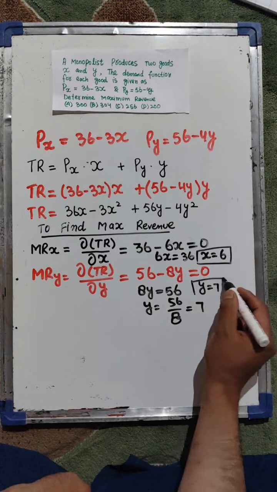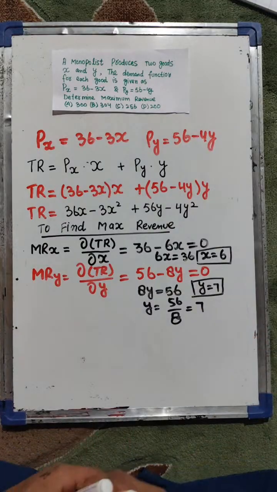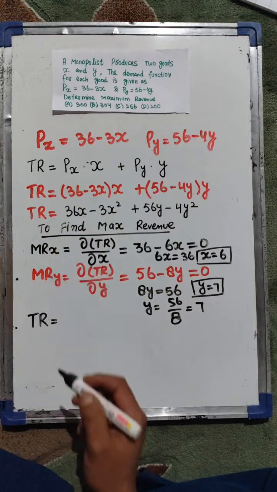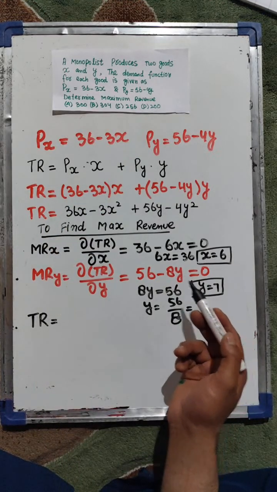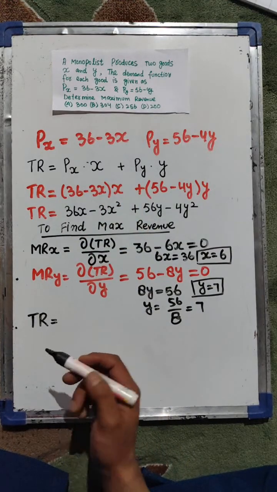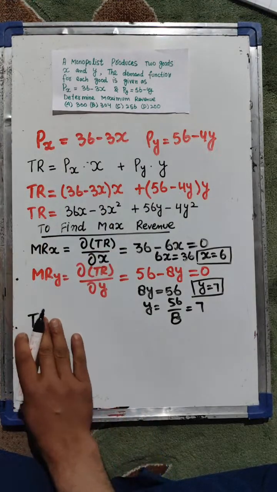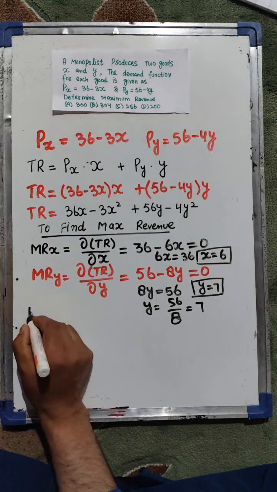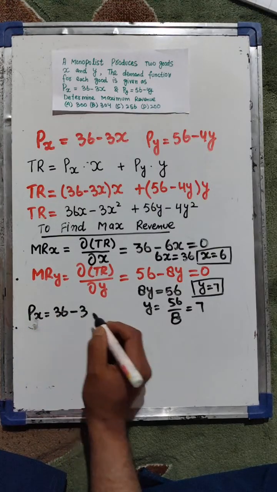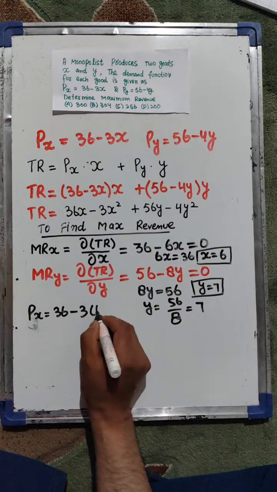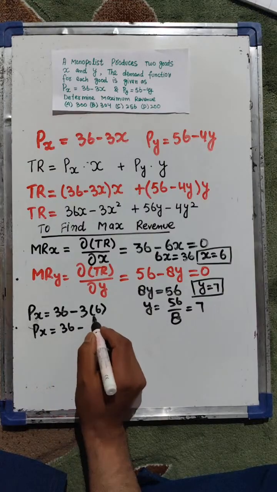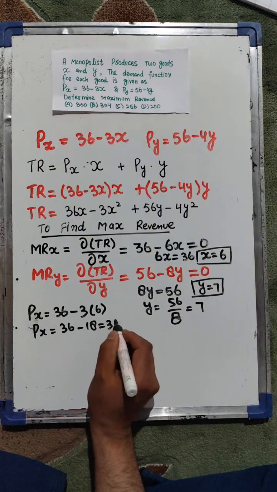But we need to find out the maximum revenue. So we know that total revenue will be equal to price of good x times units of good x. For that we need to find out the price of good x first. So price of good x will be equal to 36 minus 3 times the value of x that we got here, 6. So 36 minus 6 3s are 18, so we get here 36.